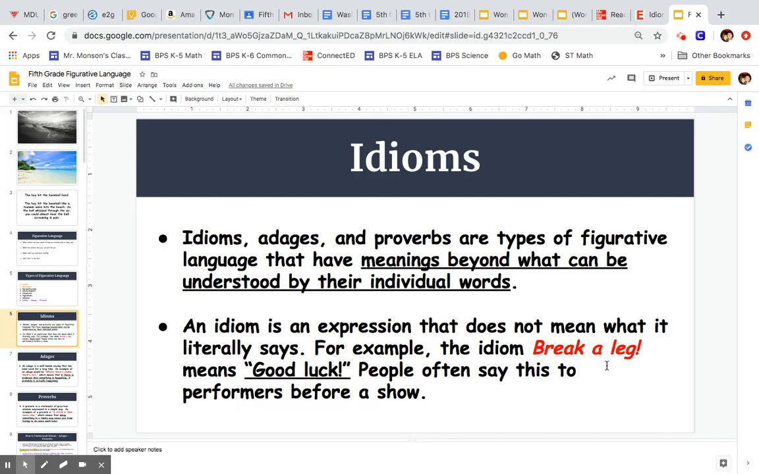So idioms, they have a literal meaning. In this case, break a leg literally means to break a leg, but they also have a figurative meaning. Break a leg means good luck. So idioms have a literal meaning, what the words actually say, but they have a figurative meaning. It's what the words mean, even though you can't tell the meaning within the words. Another example would be, it's raining cats and dogs. So what that literally means is that cats and dogs are falling from the clouds in the sky. What that figuratively means is that it's raining really hard.